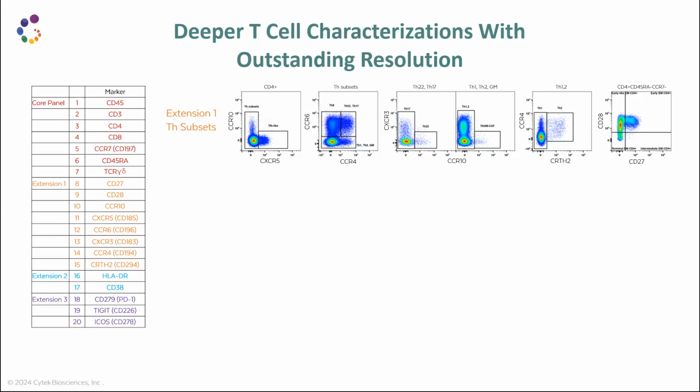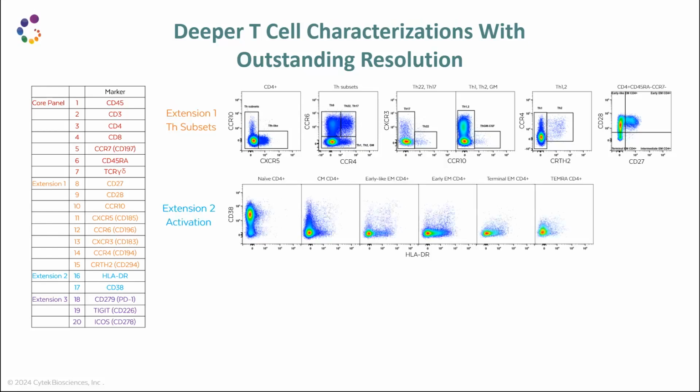We see it with the first plot, CCR10, very nice separation of the positives. And as well, really nice separation for populations that are more expressed, like CXCR3 in the TH1, TH2 GM. Key point, that no matter the panel, the goal is to have good resolution, high quality data, with that extension in the backbone and in the extension.